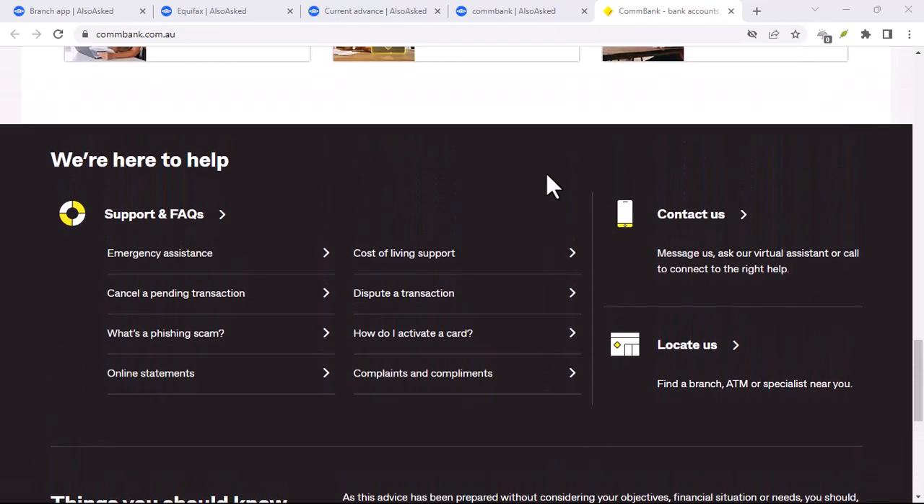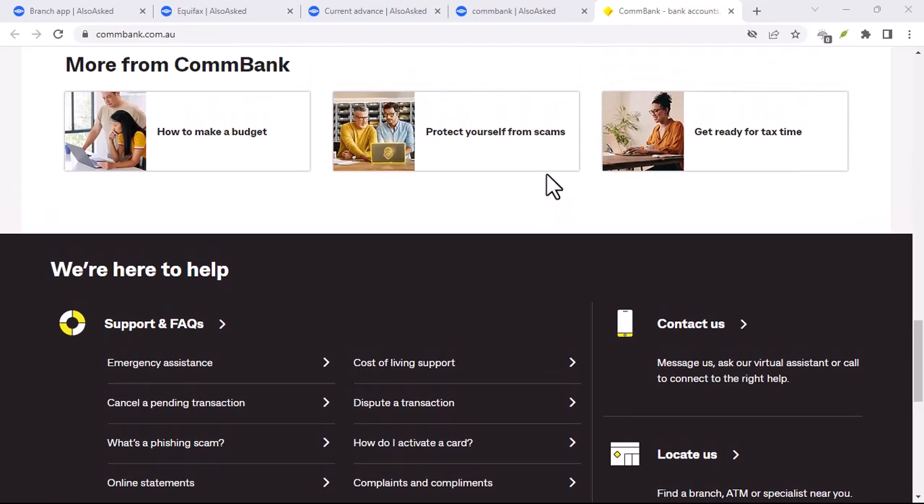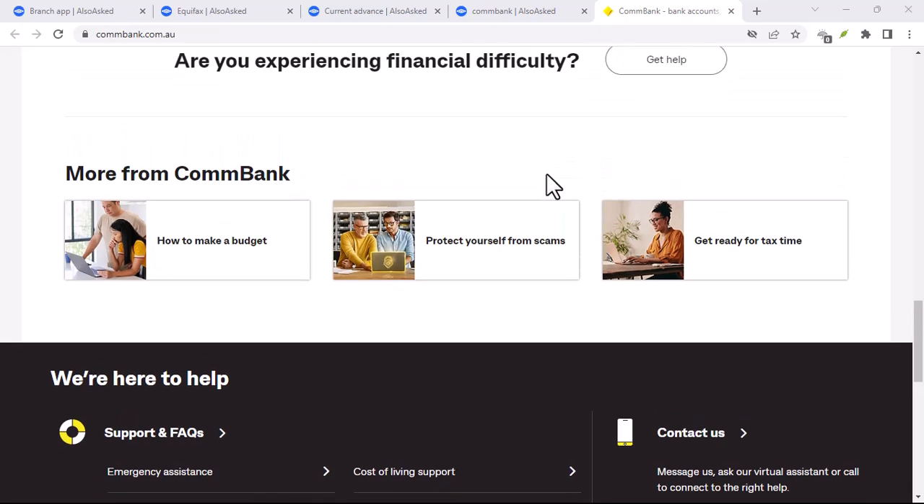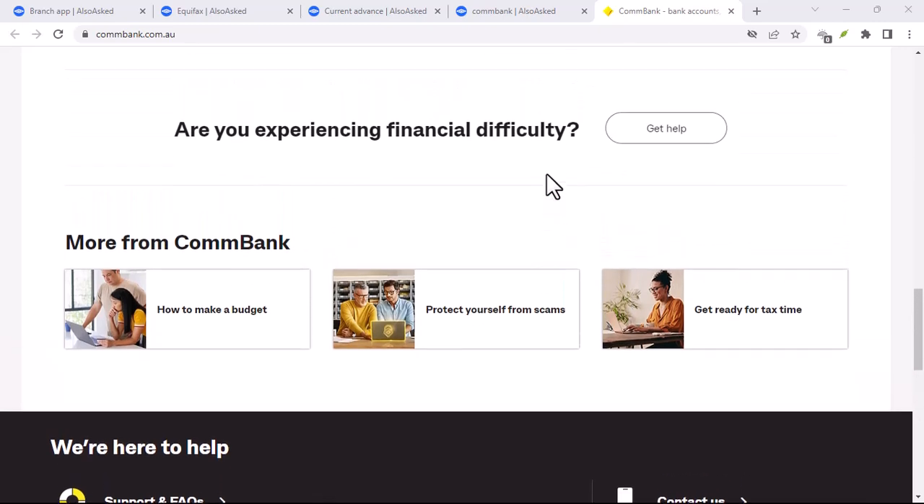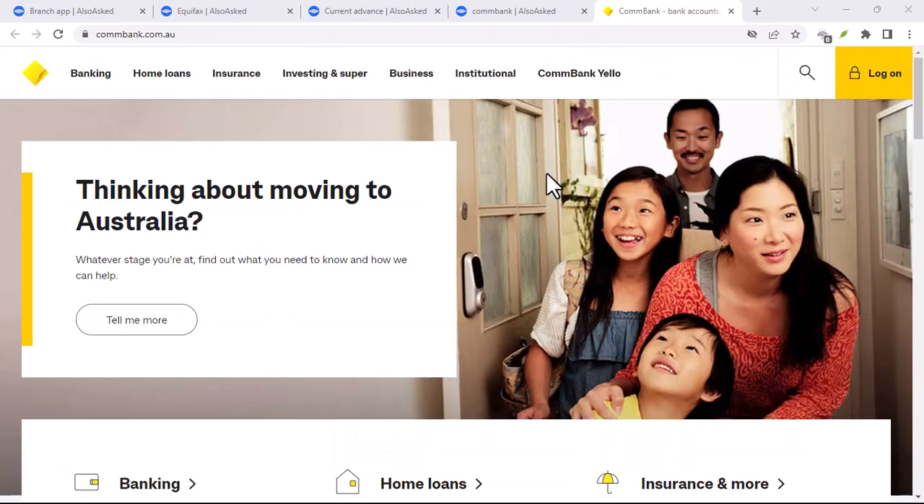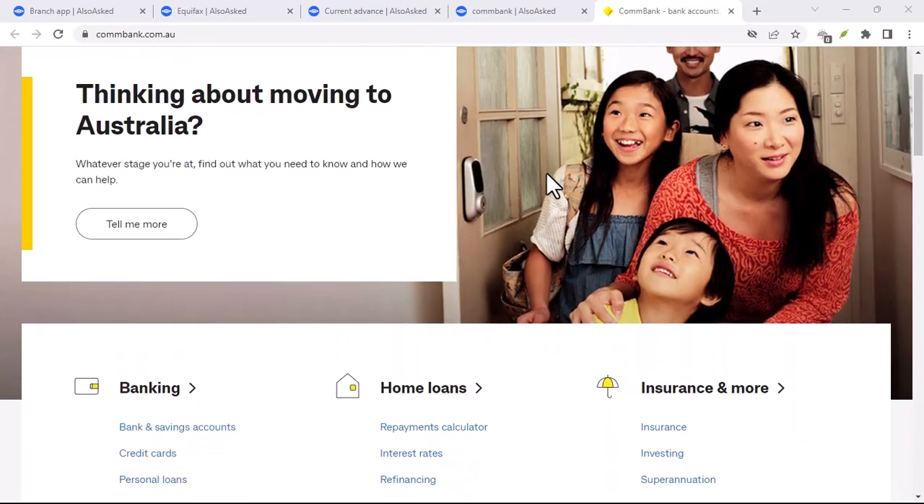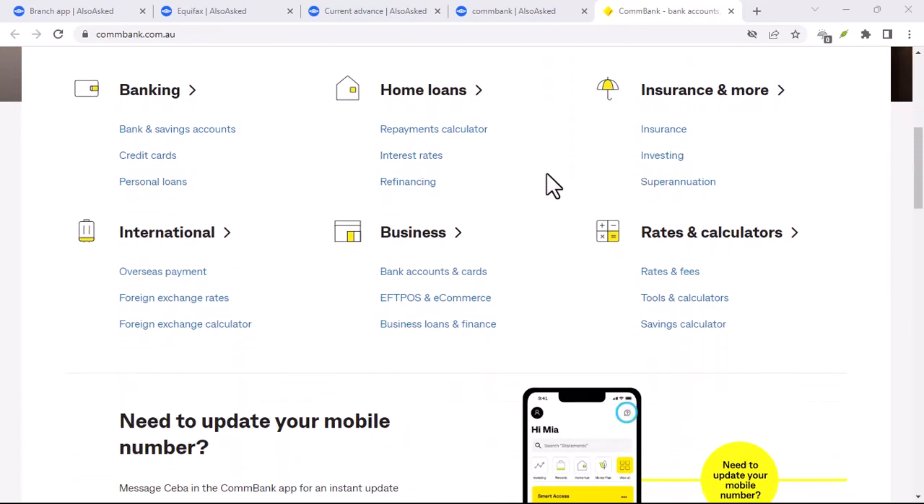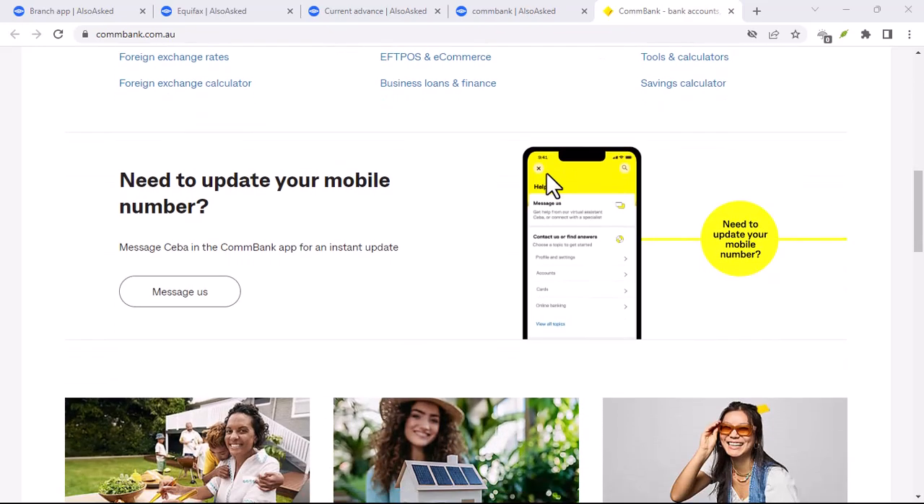Exploring your options, a world beyond CommBank. Of course, Commonwealth Bank isn't the only player in the game. Australia boasts a diverse banking landscape with numerous retail banks, credit unions, and even online-only options vying for your business. Do your research. Compare interest rates, fees, account features, and online banking capabilities before making a decision.